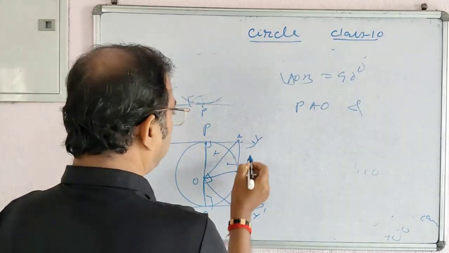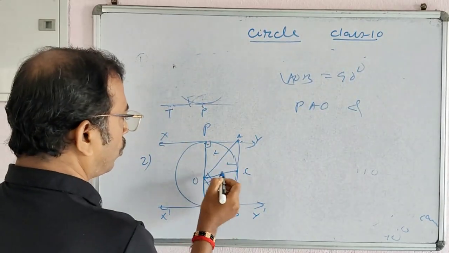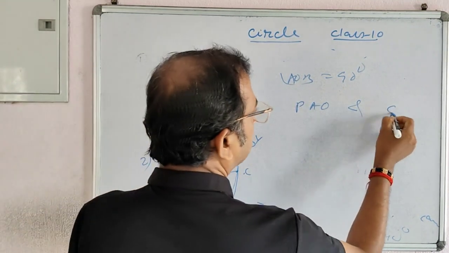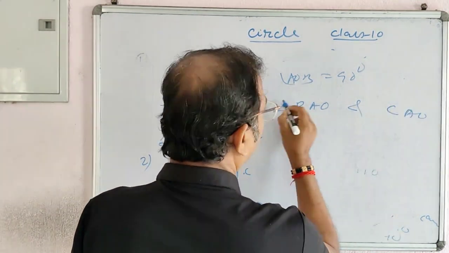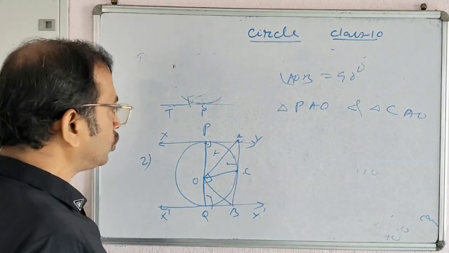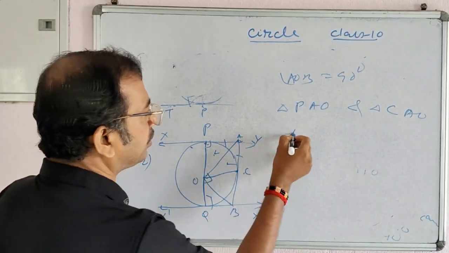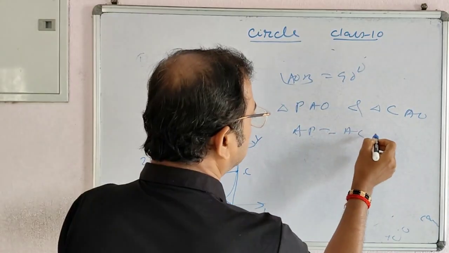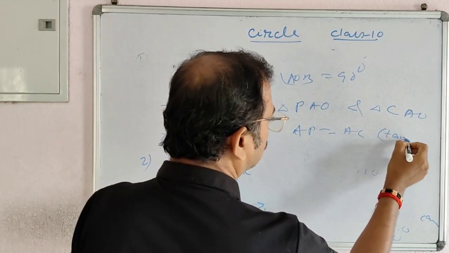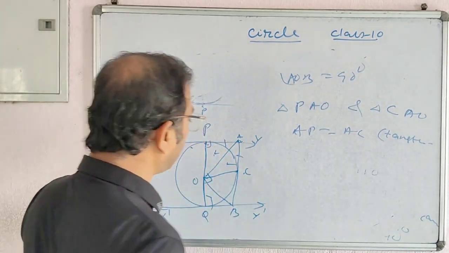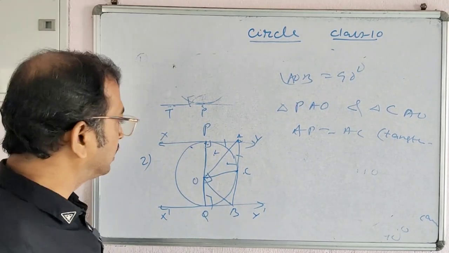So in triangles PAO and CAO, what happens between these two triangles? These two sides are equal: AP equals AC. Why? Because tangents drawn from an external point are equal in length.